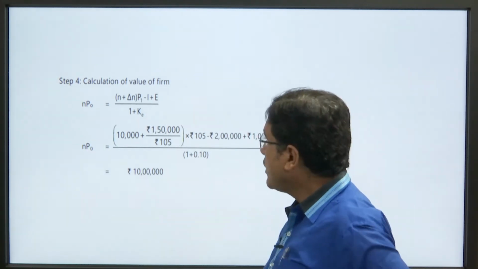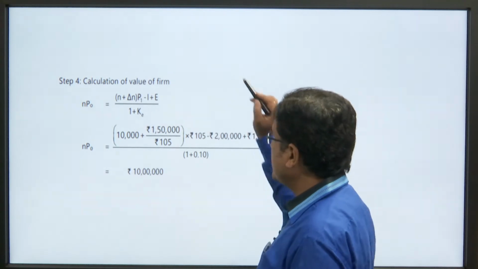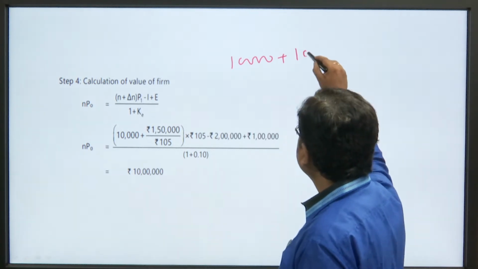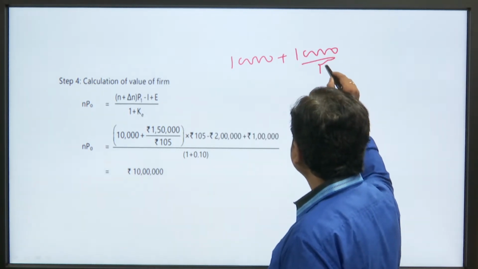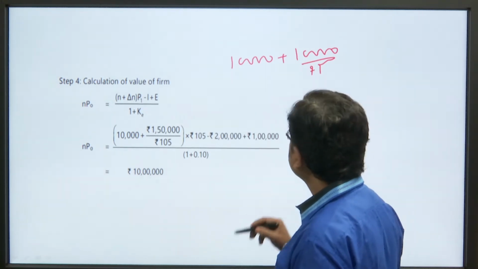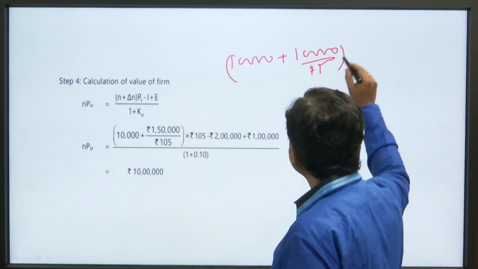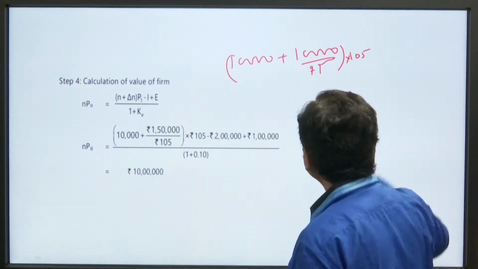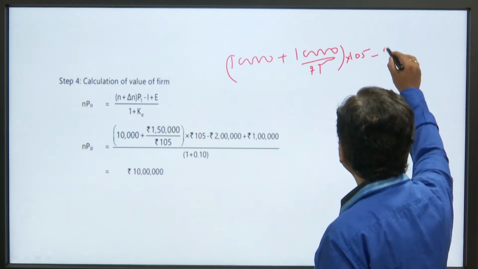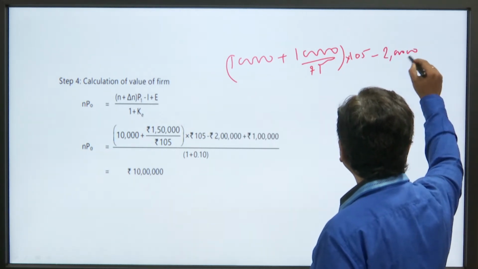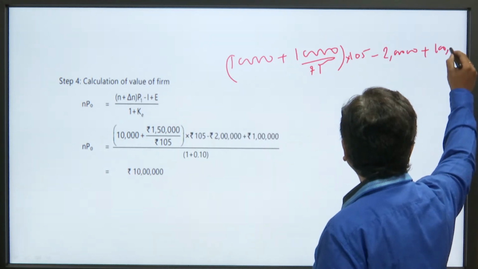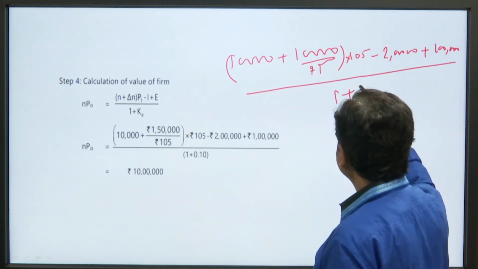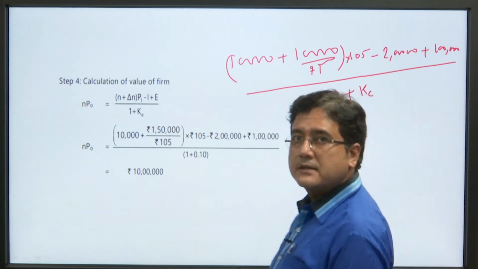Now the formula is n plus n naught. Our old n is 10,000, our new n is 10,000 divided by 7, multiplied by 105, minus investment plus earning, whole divided by 1 plus KE. So let's do this.